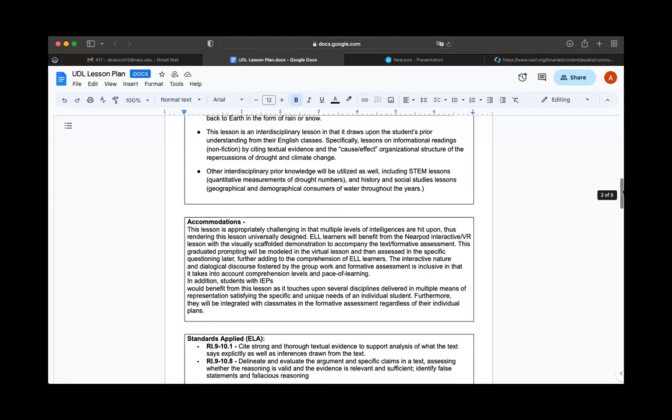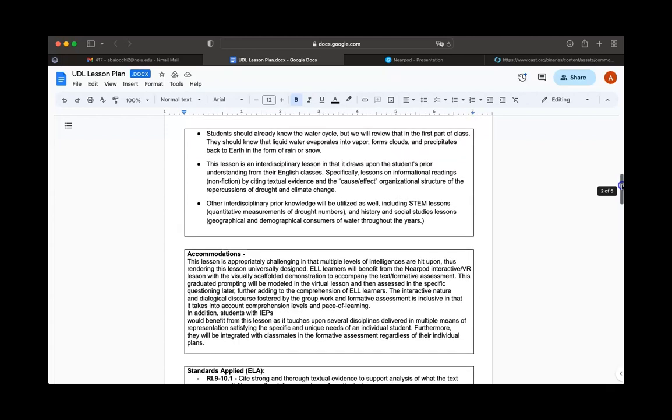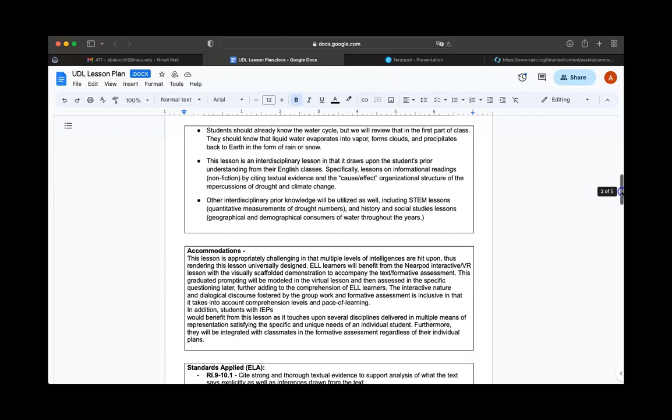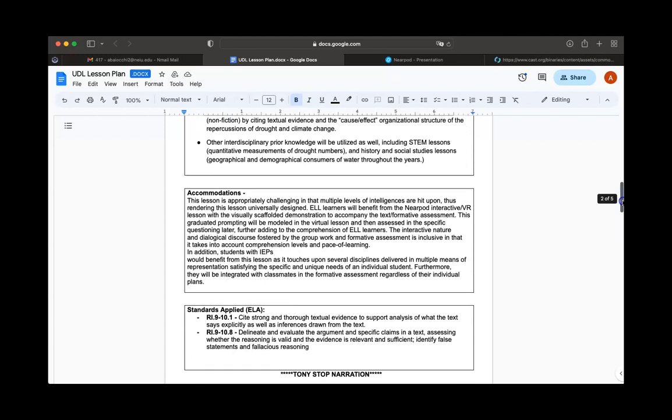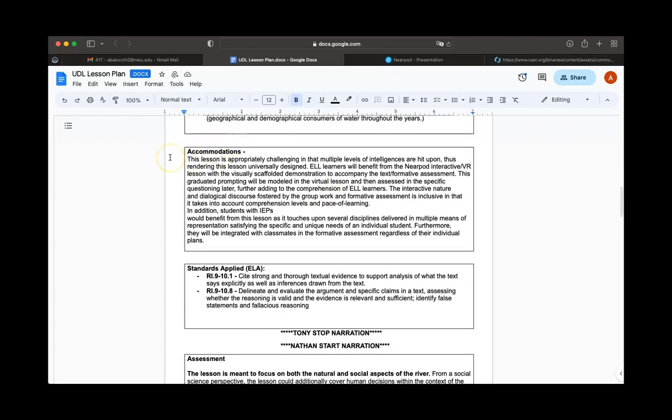This is explicitly strategic in that it hits upon all these intelligences. Using Gardner's theory, we know that the group work is interpersonal. The avenues of technology are inclusive. Again, here for accommodations, we feel the lesson is appropriately challenging.